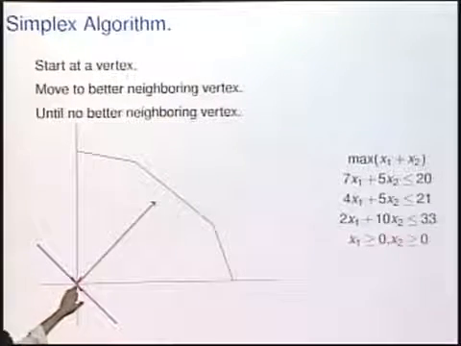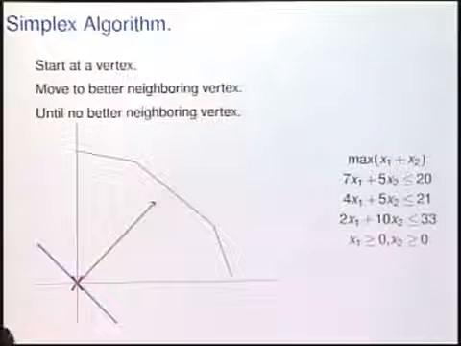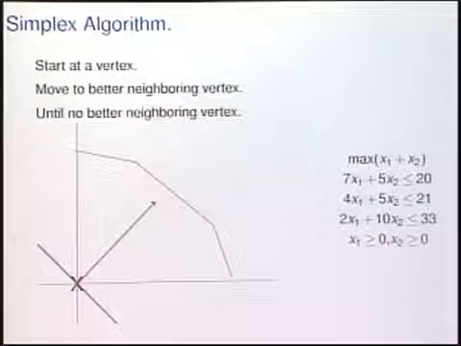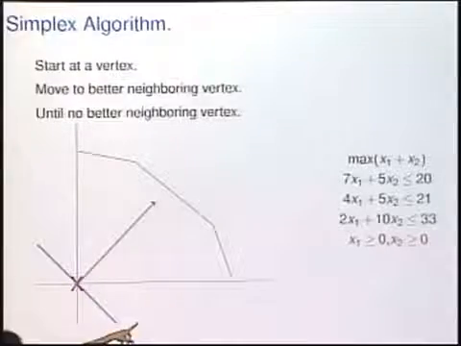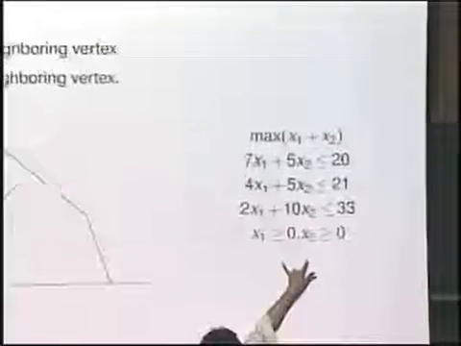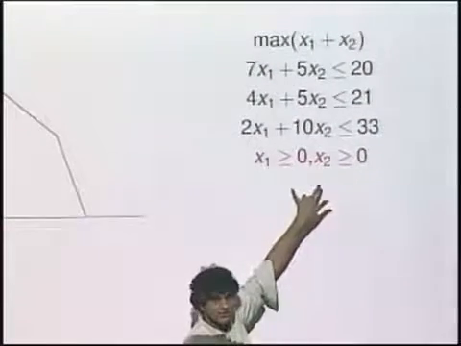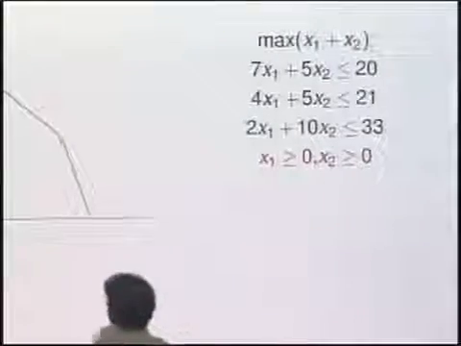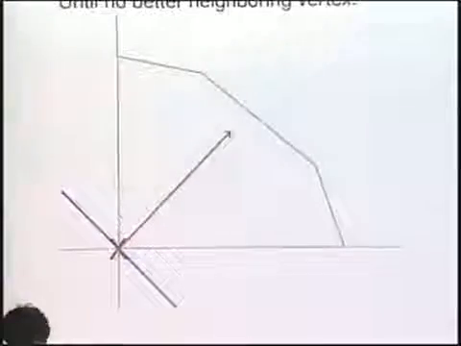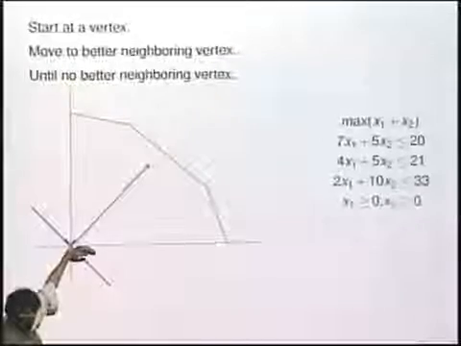So we start at a vertex. This is a vertex of the feasible region. What is a vertex? Do people know what a vertex is? I have something highlighted in red on this slide, right? The equations here. What happens at a vertex is two of these inequalities hold with equality. Two of these constraints hold with equality. So at this point, x1 is equal to 0 and x2 equals 0. So it holds with equality.